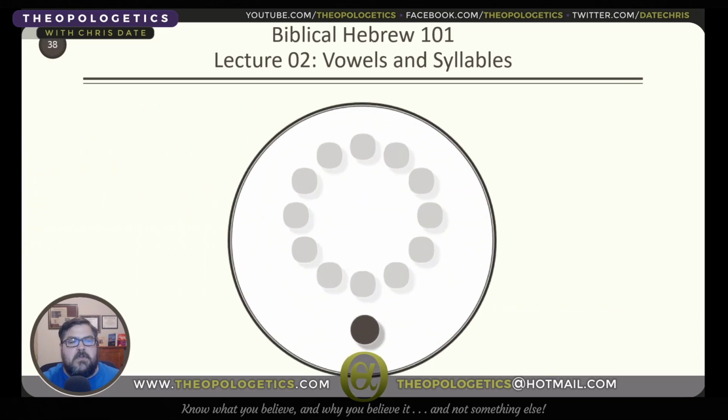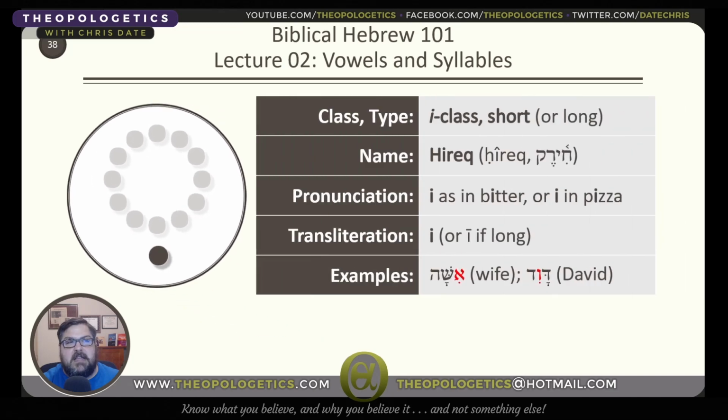All right, moving on now to the I class. This is the characteristic vowel in the I class called hirek. And I think that Basics of Biblical Hebrew calls this a short vowel, but in reality it can be short or long. Either way, it can be pronounced either as the I in bitter, or the I in pit, or bin, or the I in pizza.